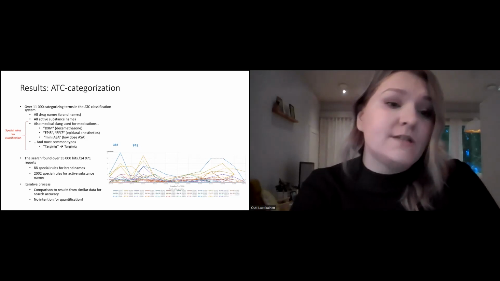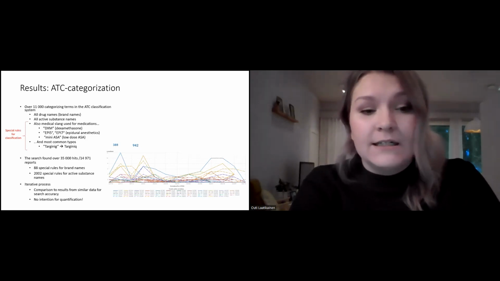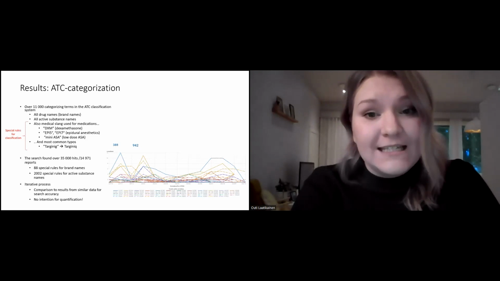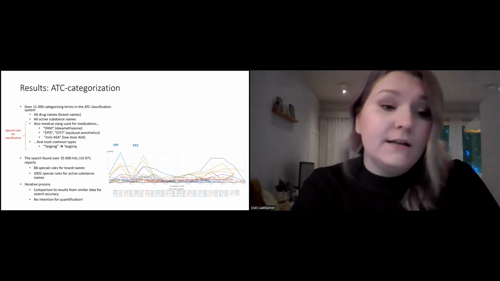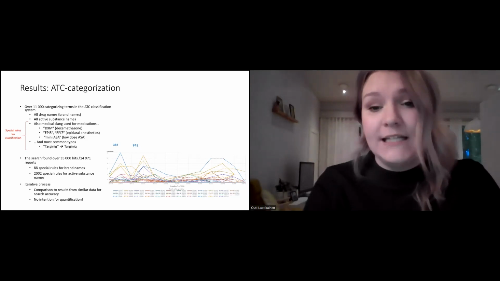And that was also the reason why we did not end up having enough time for very thorough validation, but we did compare the results that we received from this data to the nationwide data that we had analyzed previously. And like said in the beginning, we did not have any intention for quantification. So we're just checking the capabilities here.